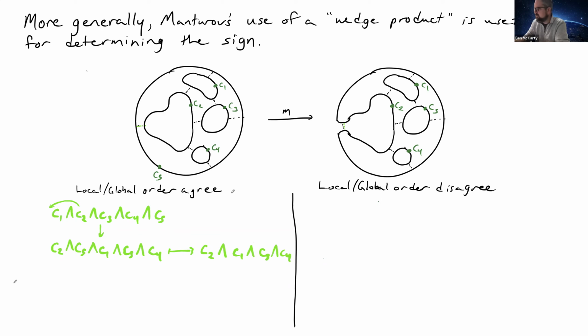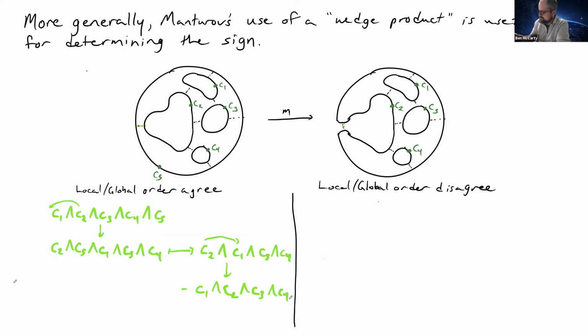So if we look at this, this will be circle 1. The label here would be a 1, and the label here would be a 2. Right? So in that case, we would just perform the map, and then we need 1 transposition to move C2 into the correct position indicated by the global order. And so we get C1 wedge, negative C1 wedge C2 wedge C3 wedge C4.